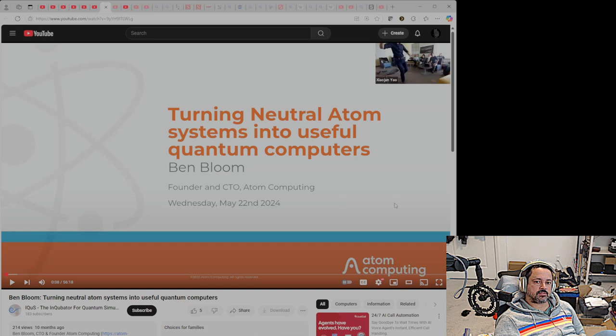Turning neutral atom systems into useful quantum computers. And okay, this is from 10 months ago. I think I'll take a break here.